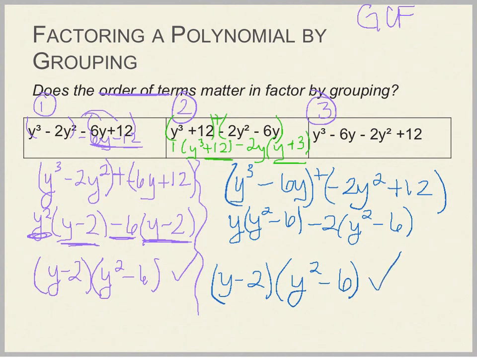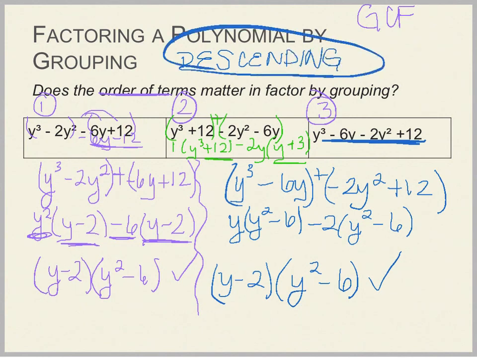So, order of terms matters in some instances, although in others you can get there. In general, the rule that I have found most helpful is to always write your polynomials in descending order. Writing it in descending order is the best way to ensure that if the polynomial can be factored by grouping, it will be done in descending order.